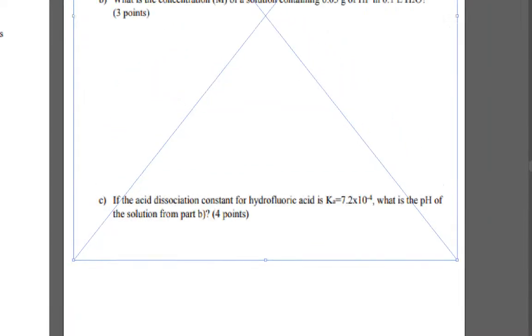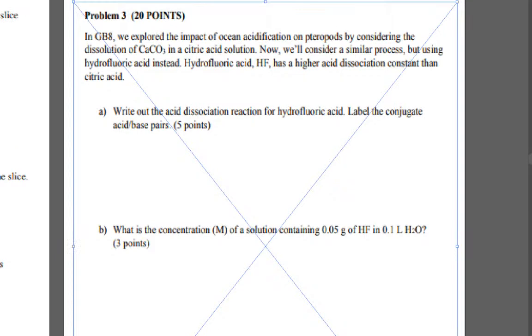So, in Goodie Bag 8, we explored the impact of ocean acidification on pteropods by considering the dissolution of calcium carbonate in a citric acid solution. Now we'll consider a similar process, but using hydrofluoric acid instead. Hydrofluoric acid, HF, has a higher acid dissociation constant than citric acid. Write out the acid dissociation reaction for hydrofluoric acid. Label the conjugate acid/base pairs.